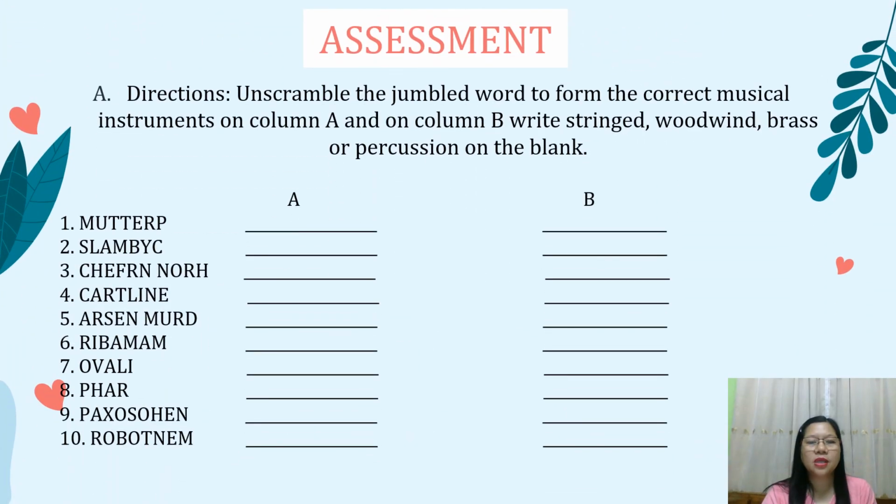Because you understand our lesson, I'm very sure that you can easily answer this activity. Directions. Unscramble the jumbled words to form the correct musical instruments in column A. And in column B, write string, woodwind, brass, or percussion on the blank. I will give you 30 seconds to answer. Class, are you ready? Your timer starts now.